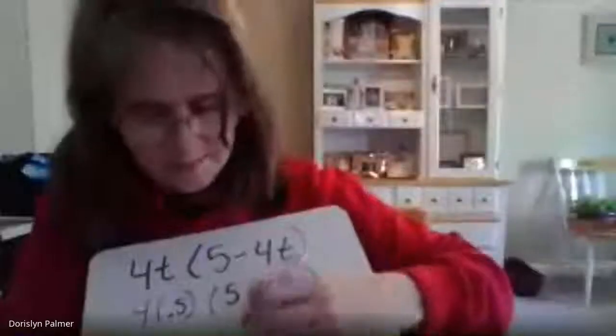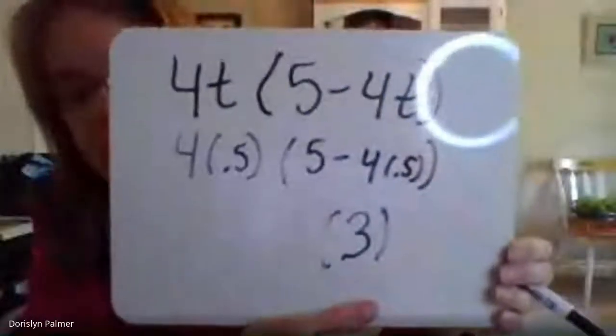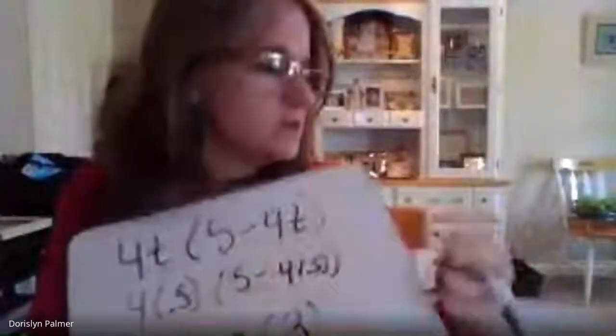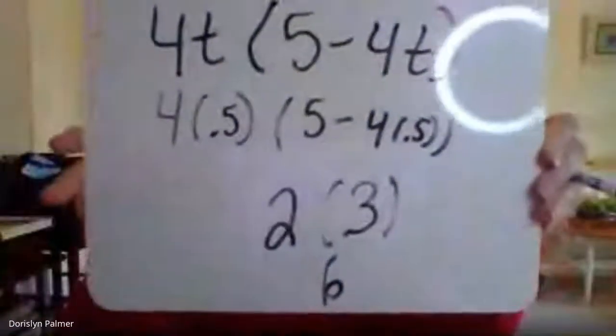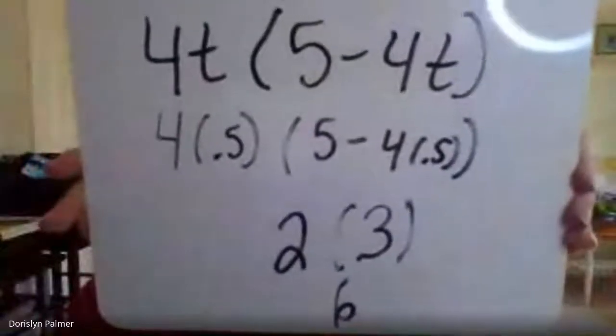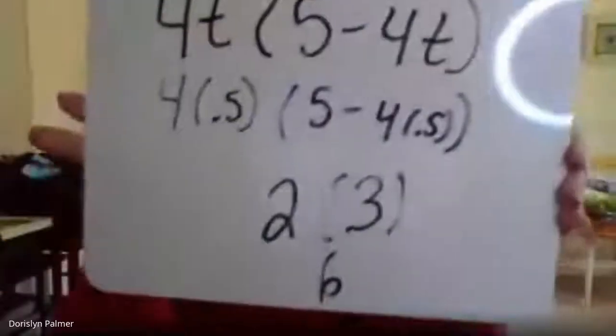That's in my parentheses. Outside of them, I have 4 times 1/2. Half of 4 is 2. So I have 2 times 3, which is 6. They did that in the example. So after a half of a second, Penny will be 6 inches above the ground.